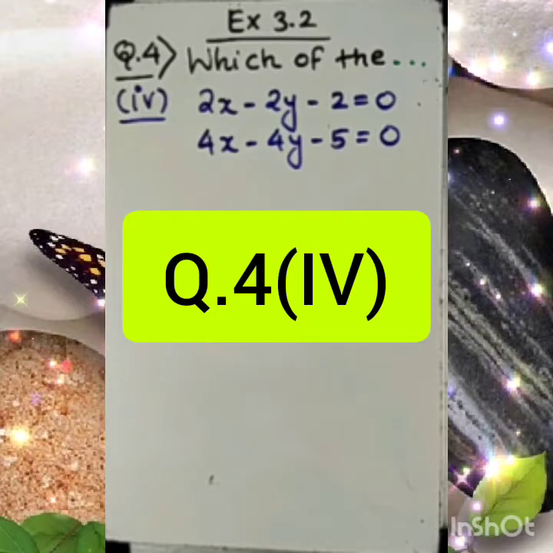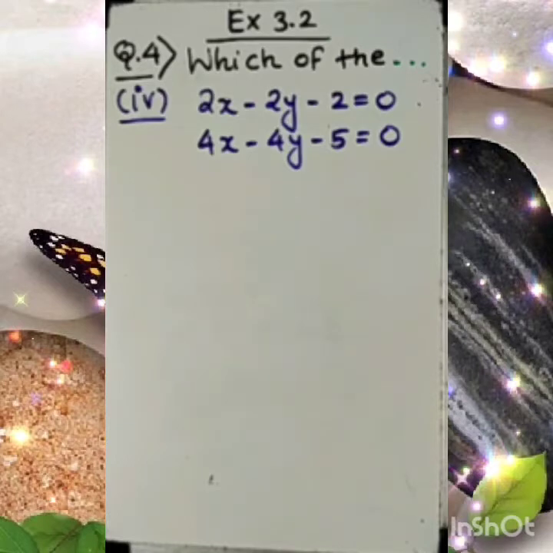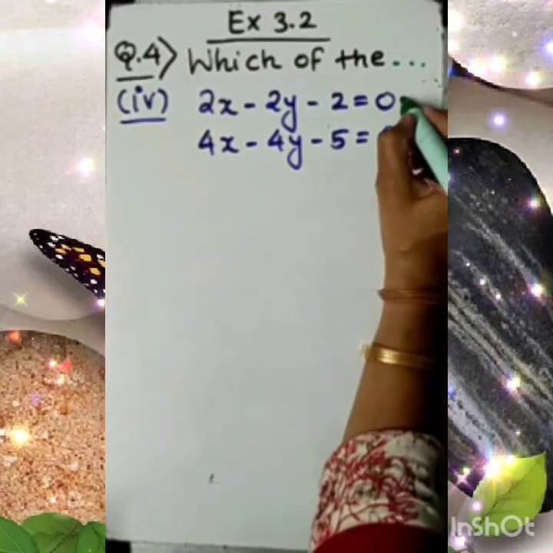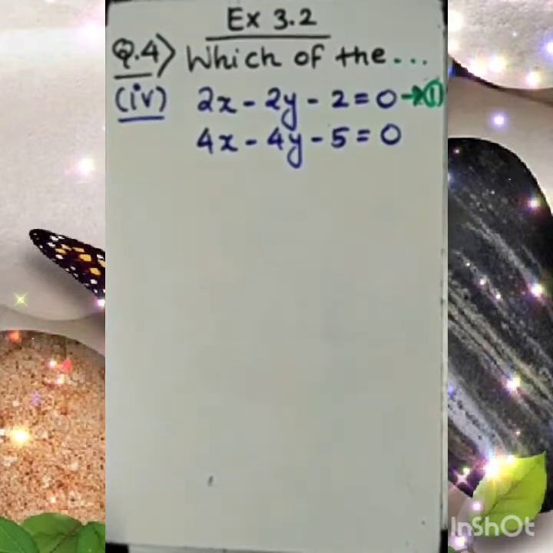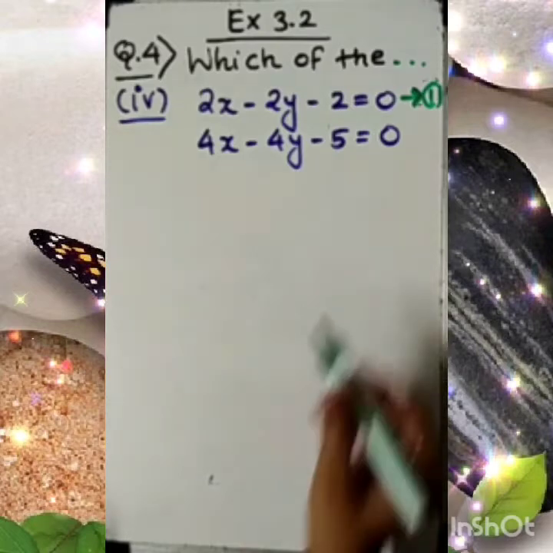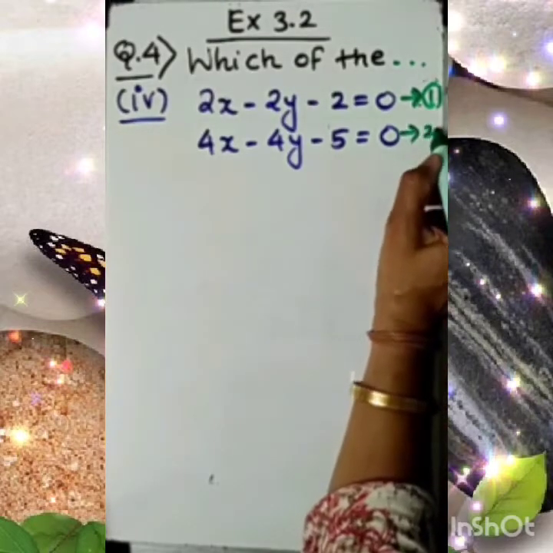So, my dear student, here in exercise 3.2, it's question number 4, the fourth part. The two linear equations given are 2x minus 2y minus 2 equals 0, let me call this the first equation, and another equation is 4x minus 4y minus 5 equals 0, that is the second equation.